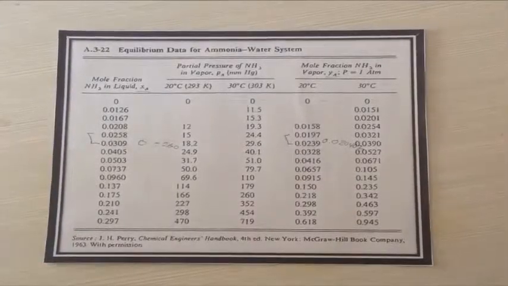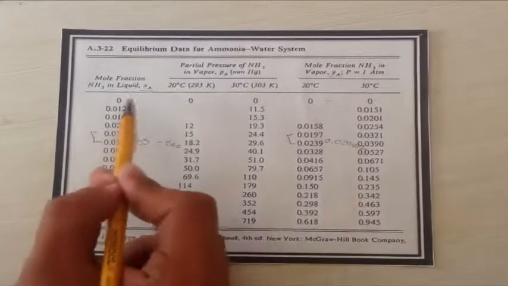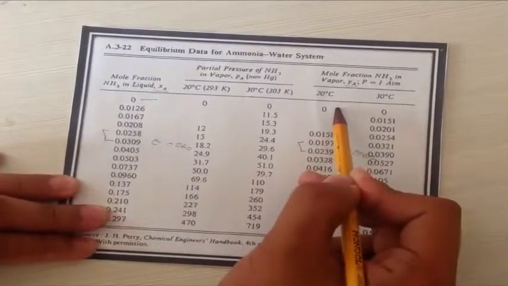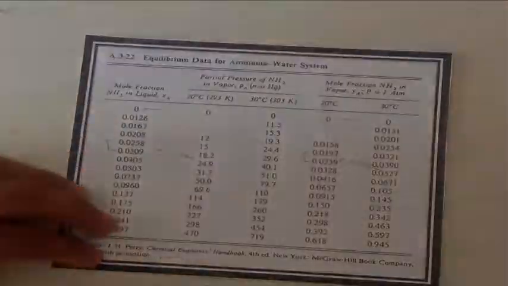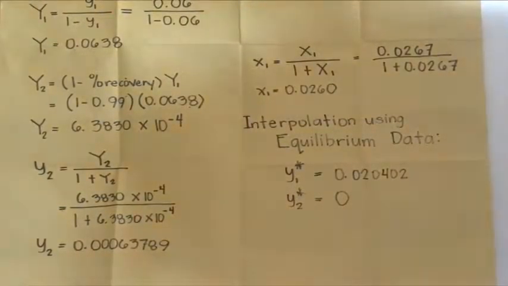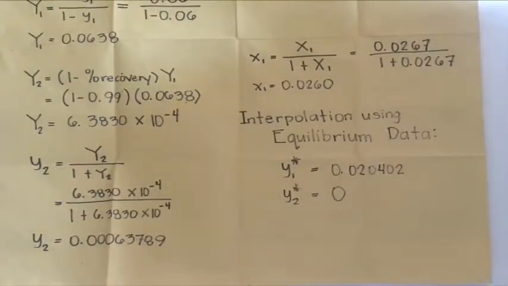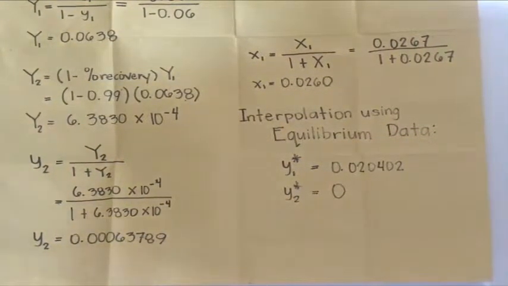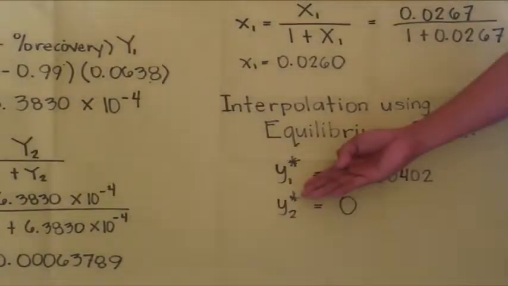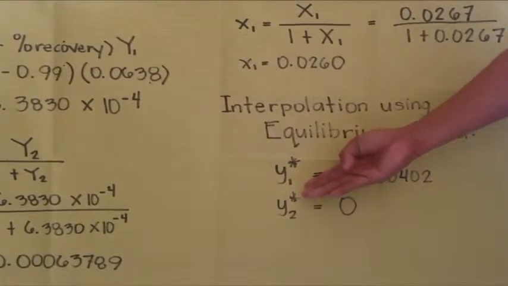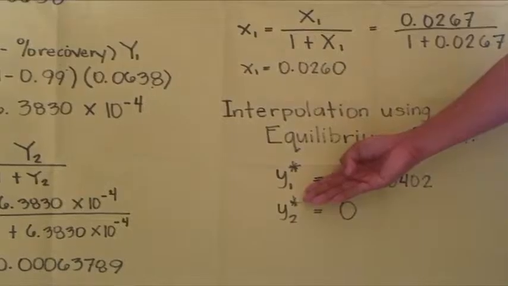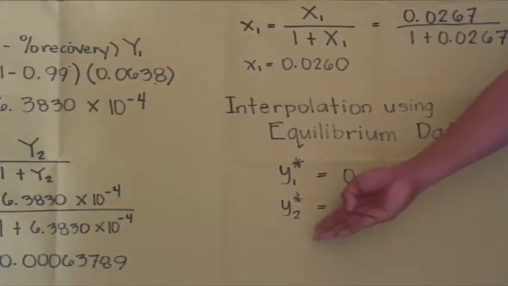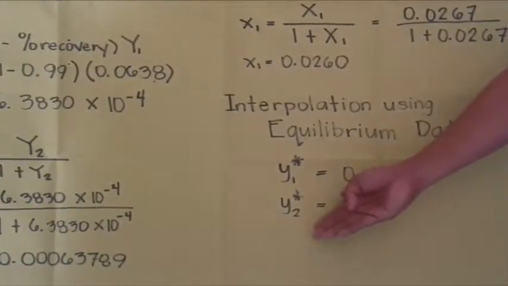We can also see from our equilibrium data that at zero solute concentration of the liquid stream, we have zero solute concentration of the gas stream. We now have our equilibrium values. Asterisk indicates that the values we have are in equilibrium. Y1 asterisk is the solute concentration of the gas at x1, while Y2 asterisk is the solute concentration of the gas at x2.